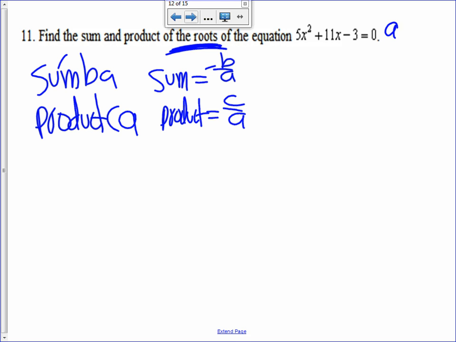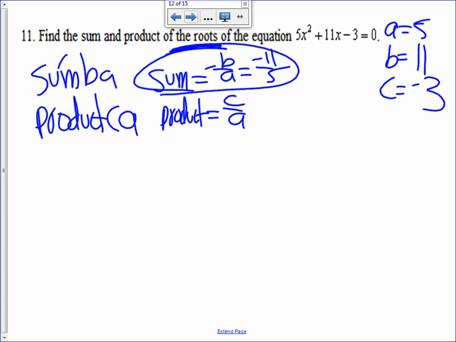So a is 5, b is 11, c is negative 3. So negative b over a is negative 11 over 5, and you can just leave it as that. You can make it into a decimal if you want. That would be negative 2.2, I believe. And c over a would be negative 3 over 5. And again, you can just leave it like that. If you want to make it into a decimal, that would be negative 0.6.